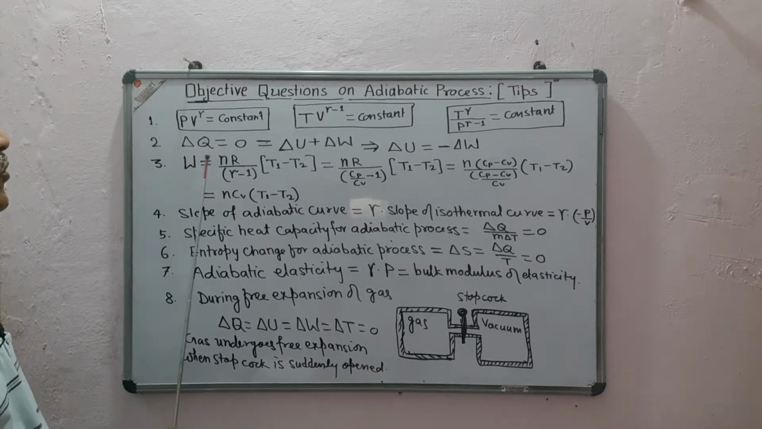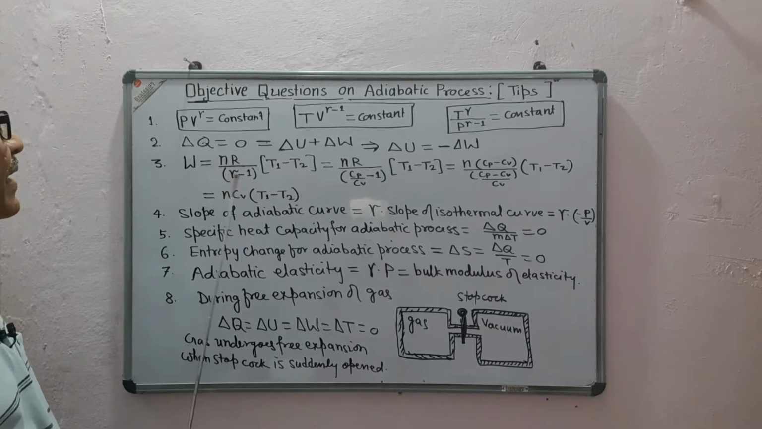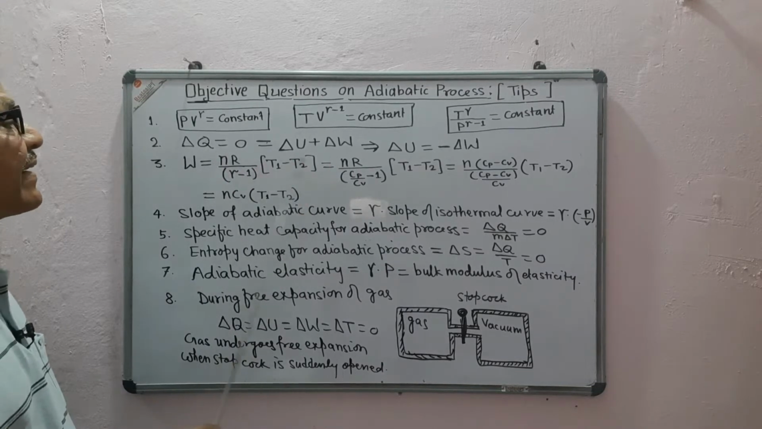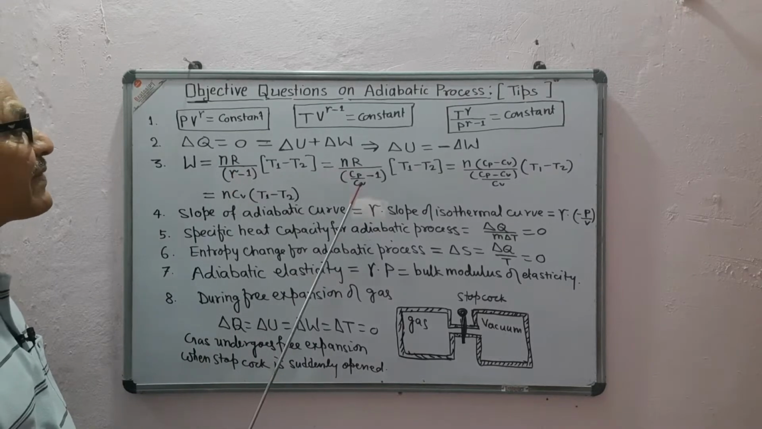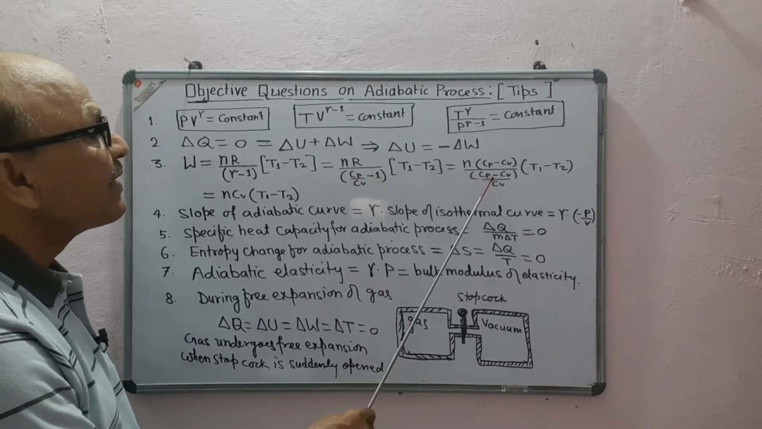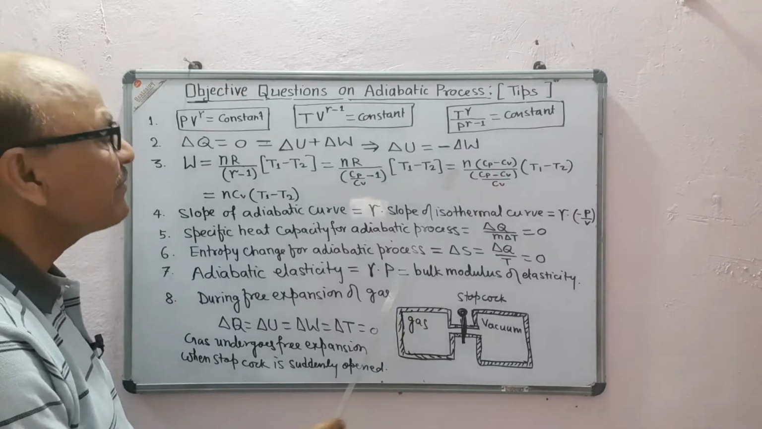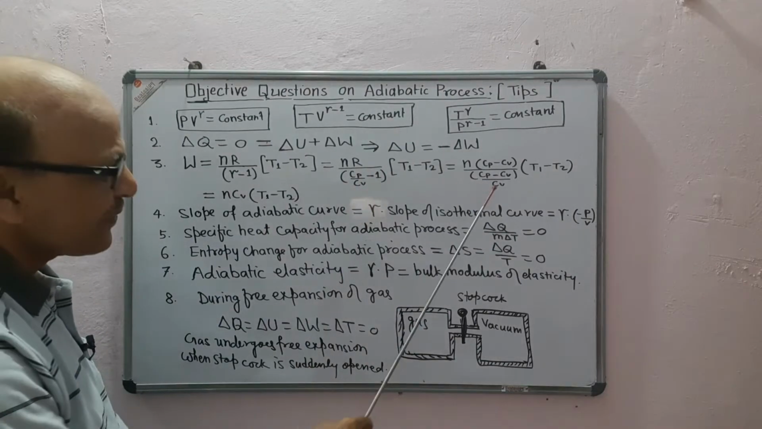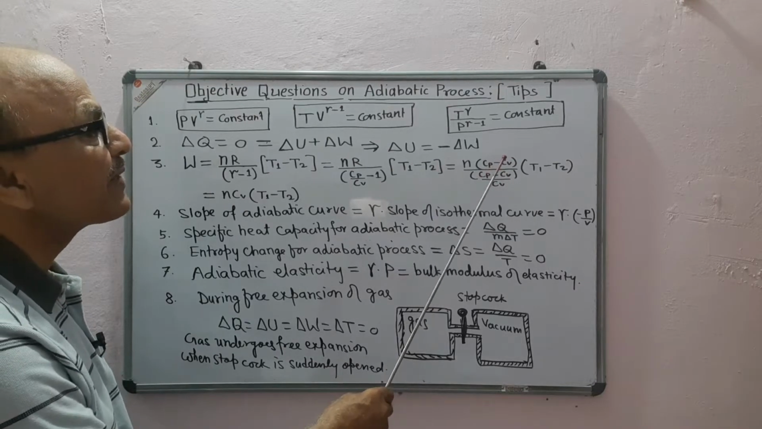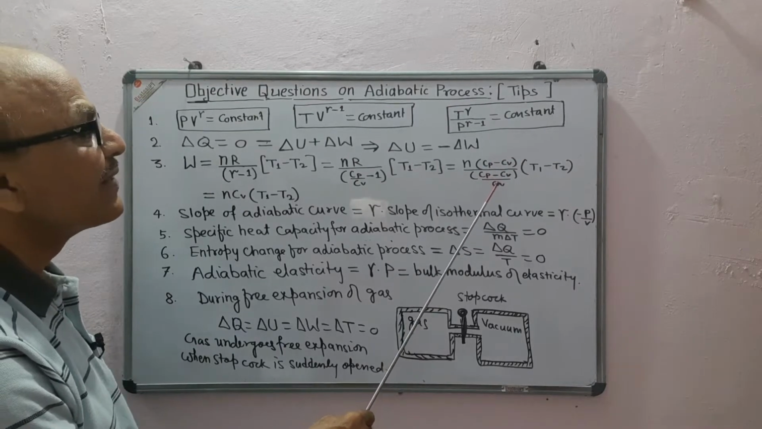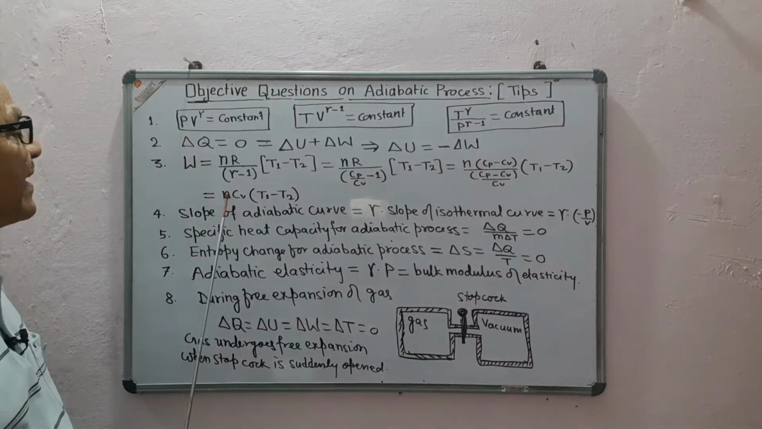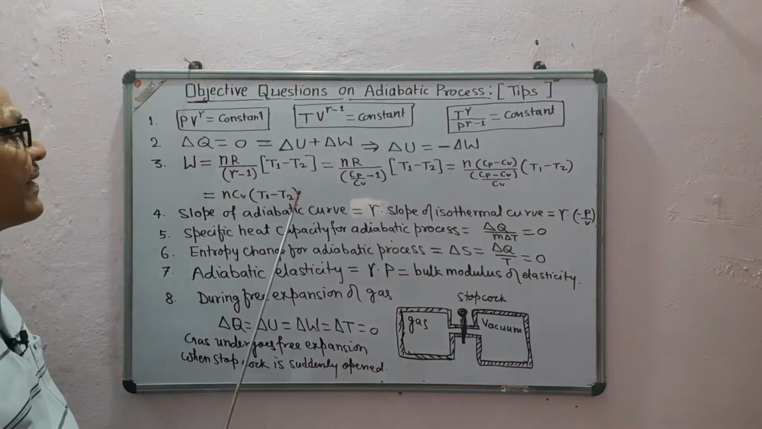Work done in adiabatic process is W is equal to nR upon gamma minus 1 into T1 minus T2, which can also be written as nR upon (Cp upon Cv minus 1). On taking Cv as LCM, this becomes Cp minus Cv upon Cv, and R is equal to Cp minus Cv. Therefore this Cp minus Cv cancels out, and Cv goes into the numerator. Therefore work done may also be written as n Cv into T1 minus T2.